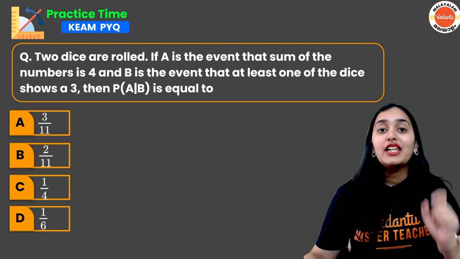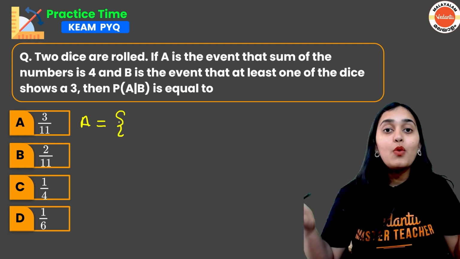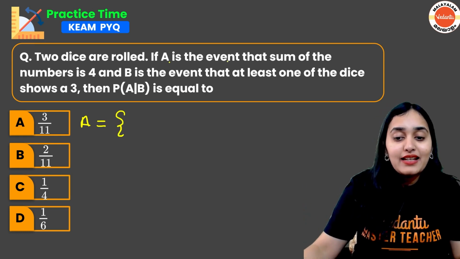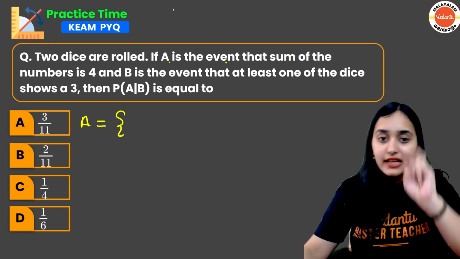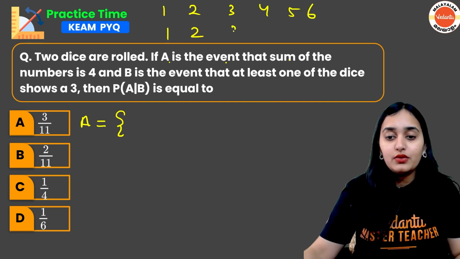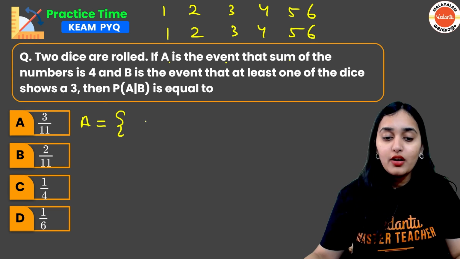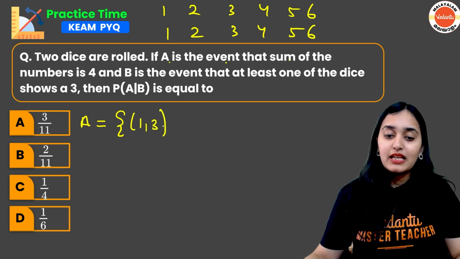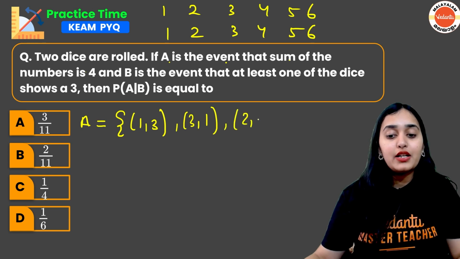First of all, you want to find out what is A. What is A? A is the event that the sum of the numbers is 4. So you are rolling two dice, 1, 2, 3, 4, 5, 6 and 1, 2, 3, 4, 5, 6. When will you get a sum of 4? If you get a 1, 3 combination, a 3, 1 combination, or a 2, 2 combination.